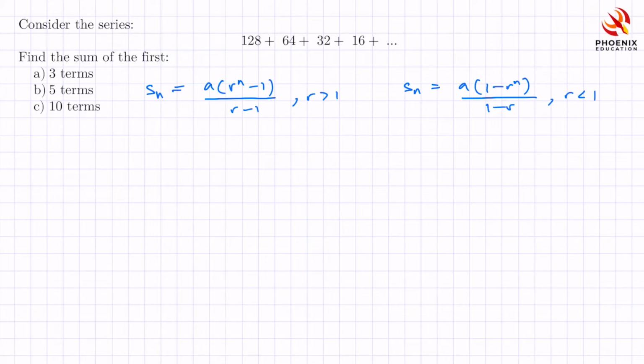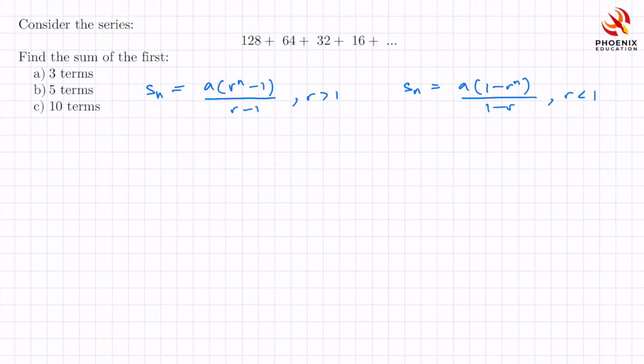Now, it doesn't actually matter which of these two formulas you use. There's two formulas so that the numerator and denominator stay positive at all times. But you'll see that you can still use the first formula when r is less than 1 and the second when r is greater than 1. To prove this point, we'll stick to using the first formula for all our questions.